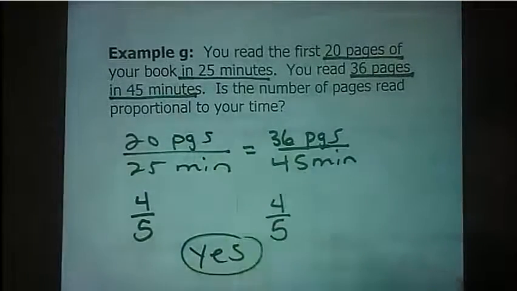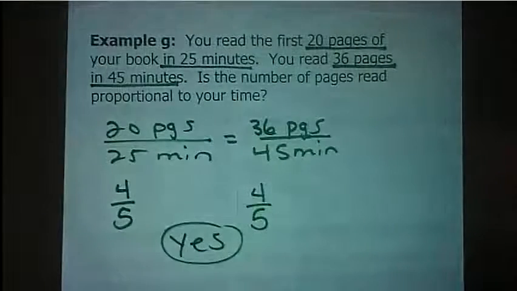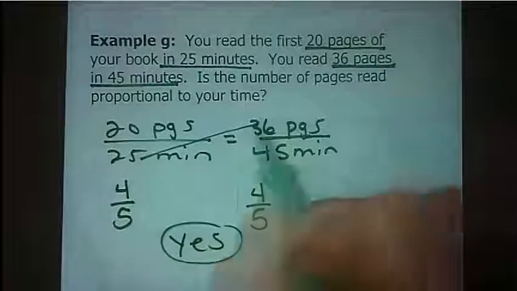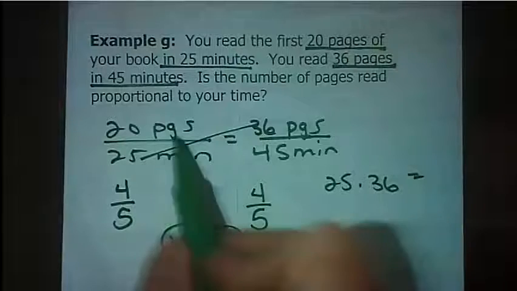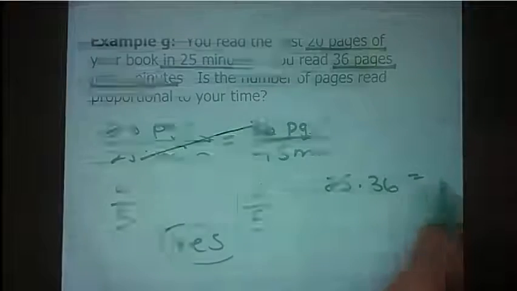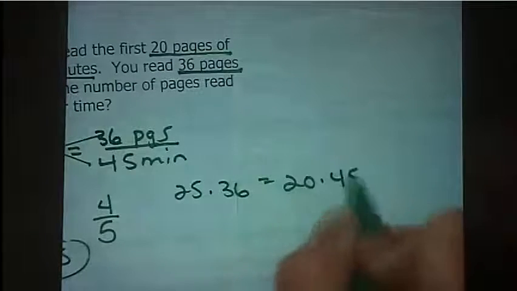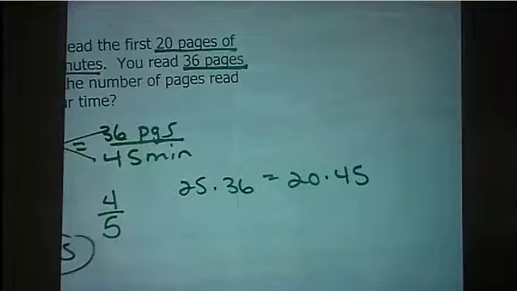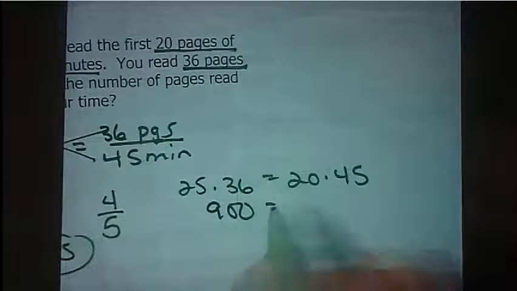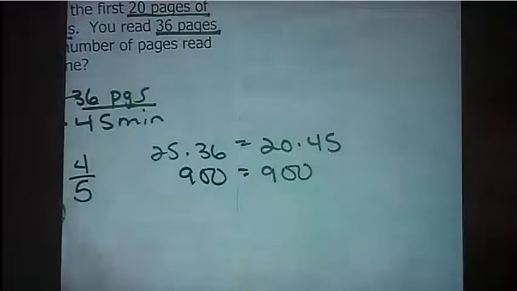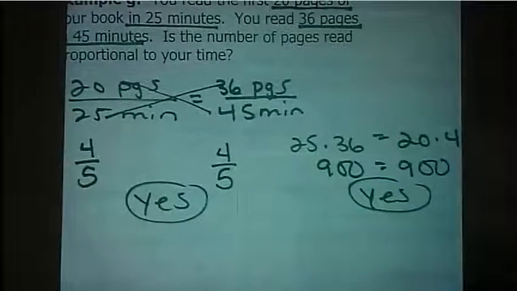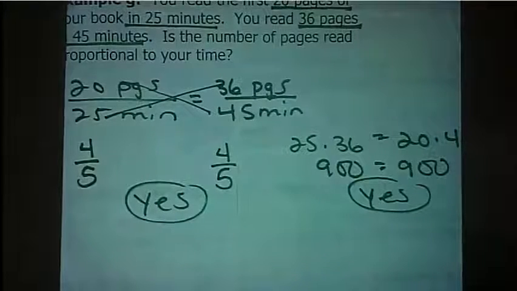Now you could have also chosen to use the cross products property. You would take 25 times 36, and that should equal 20 times 45. When you take 25 times 36, you get a result of 900. And when you multiply 20 and 45, you also get 900. So you can see, either way you solve it, it's proportional. So it doesn't matter which way you use.